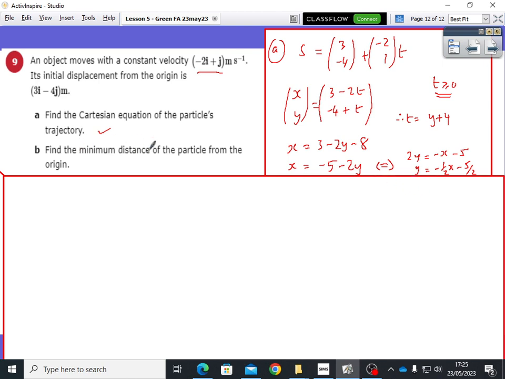So now find the minimum distance of the particle from the origin. A good idea here will be to plot this on the grid. Let's see where it's going to go. We know that when x is 0, y will equal minus 2.5, and when y is equal to 0, bringing that to the other side, half of x is going to be minus 2.5, and then times everything by 2, so x would equal minus 5.